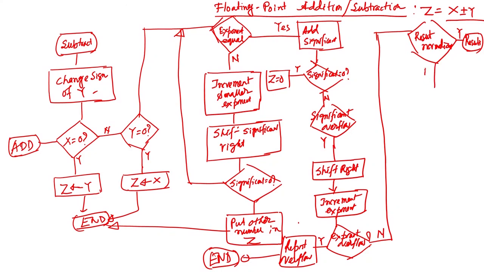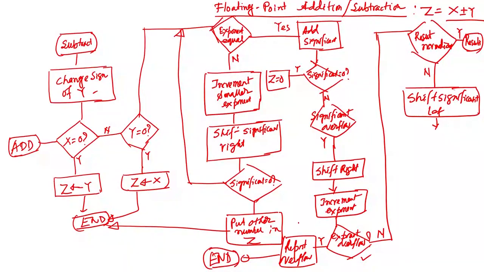If it is not normalized, then what do you have to do? Shift the significant left. So, it is not normalized, so again you start shifting on the left side. This was the exponent part. Now, for the significant part you have to shift left. When you are shifting the significant left, then you have to decrement the exponent.